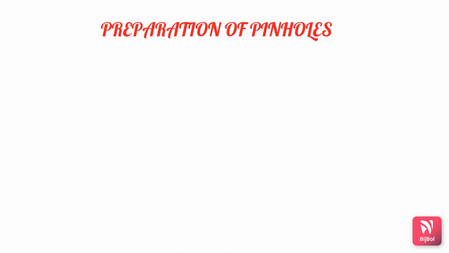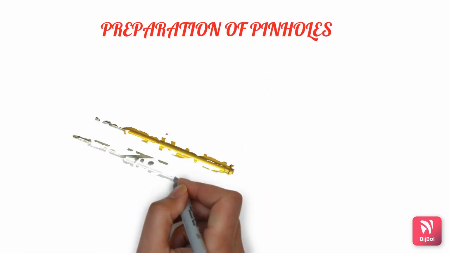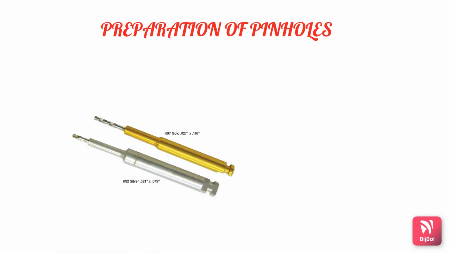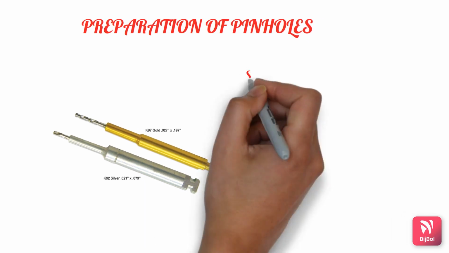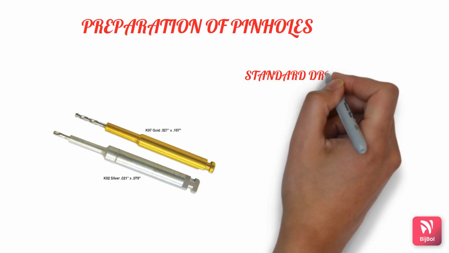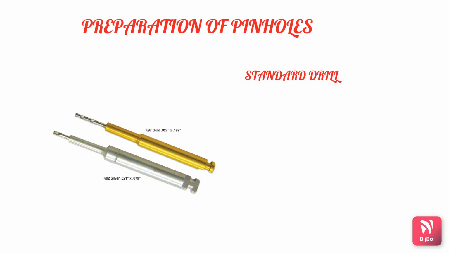Using a pilot hole or a dimple to accurately position the twist drill, with the help of a round bur, we prepare the pinholes. This prevents the crawling of the twist drills. The twist drills are used to prepare the pin channels in the dentin, and they are made up of steel swaged onto an aluminum shank. We have two types of twist drills. One is a standard drill, another is a depth limiting drill.